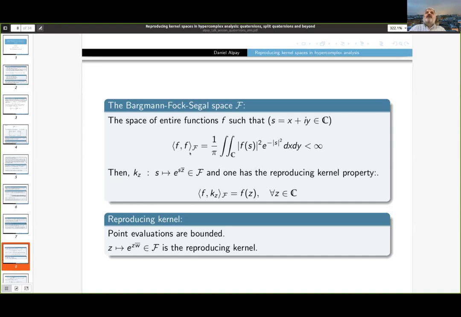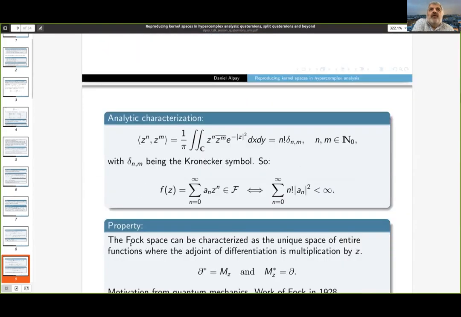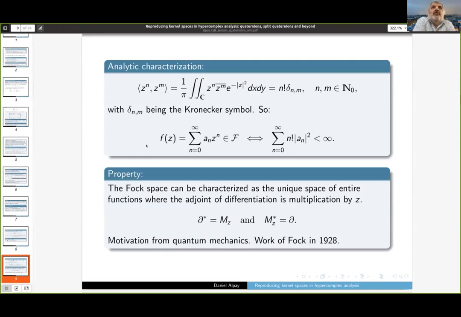The Bergman-Fock-Segal space is a space of entire functions with this integral being finite. So this is kind of a geometric description, if you want. The point evaluations are bounded, and this is a reproducing kernel space. More interestingly, maybe, you see that the polynomials belong to the space, and they're orthogonal, not orthonormal. And so you can characterize it in terms of the Taylor series at the origin by this sum that you see here, required to be finite, with the factors n factorial.